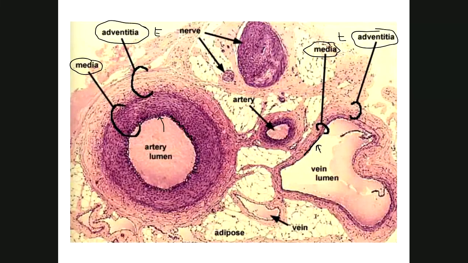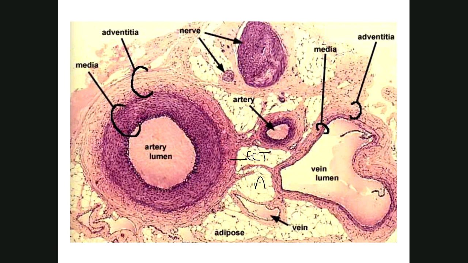Now you may notice some other things in this picture. If you remember from A&P1, you can look at tissues. There's adipose tissue. This is elastic connective tissue. This is smooth muscle. This is simple squamous epithelium. We're going to have the exact same thing over here. Same layers.